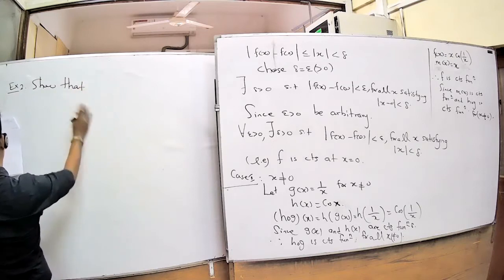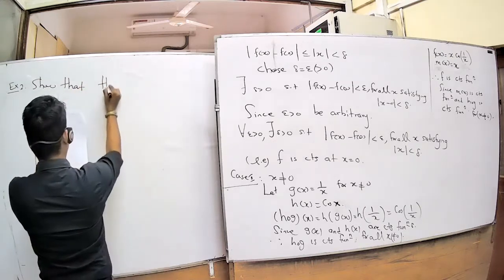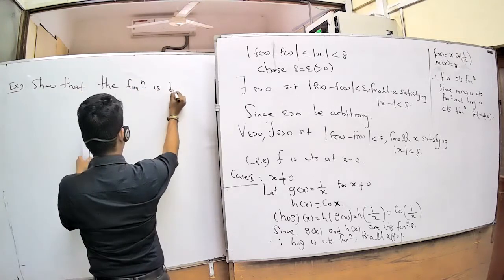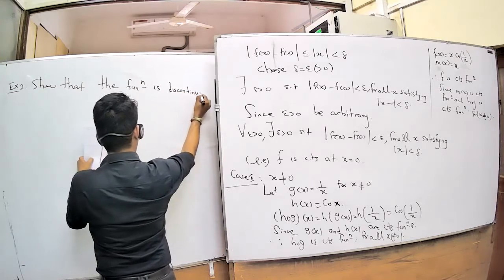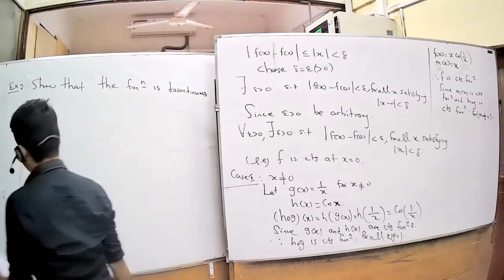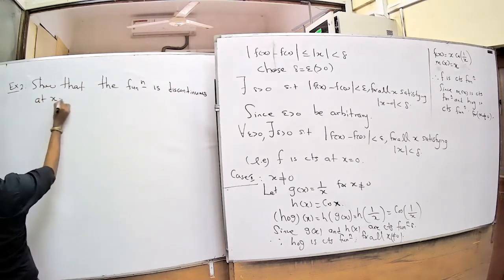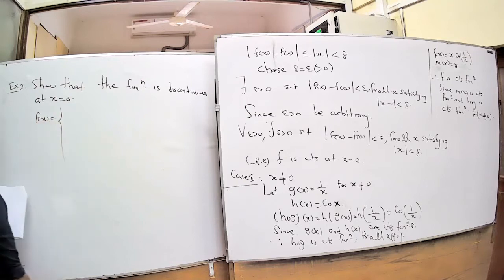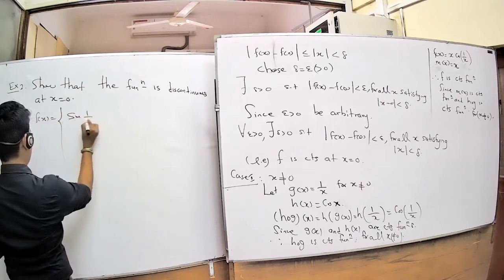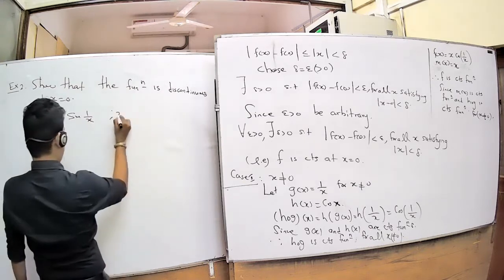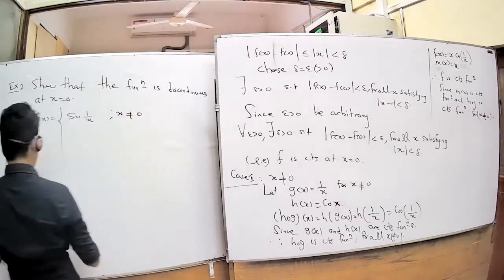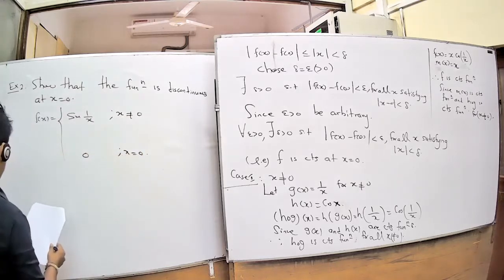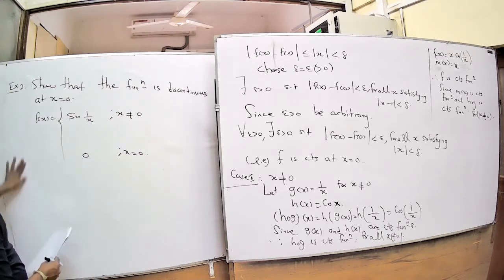So that the function is discontinuous at x equal to 0. The function is defined by f of x equal sine 1 over x, x not equal to 0; 0 if x equal to 0. Okay. For this part, we'll do like this.